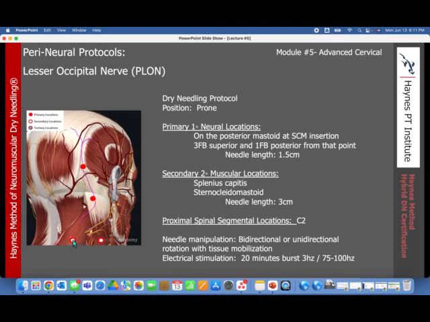So on that one, we're showing this at this location. This is one that would be included in our needling at C6, again, the spinous process of C6. Again, our proximal spinal segmental locations are going to be at C2. With these, especially when we're dealing with areas where, so here on the greater occipital nerve, we had an area of entrapment coming through this fascial plane right here. A great place to utilize that unidirectional or bidirectional rotation and mobilize that tissue there just to get some room for that nerve to continue its work.